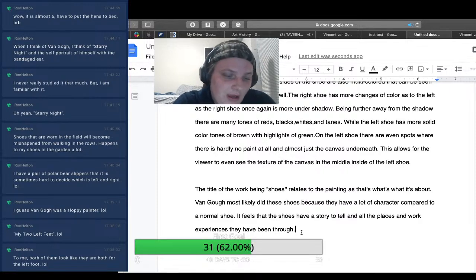He got checked into mental hospitals. He dated a prostitute and wanted to marry a prostitute. He cut off his ear because of a prostitute. It was just craziness in his life experience. Even his death, which people believe was a suicide, does look to be a little bit suspicious. I've read a lot of articles on it recently and I may even do a video on it, because it kind of interests me. It's more conspiratorial than anything, but it goes against the average narrative about Van Gogh just a little bit. Ron Helton says here, wow, it is almost 6, have to put my hens to bed, be right back.